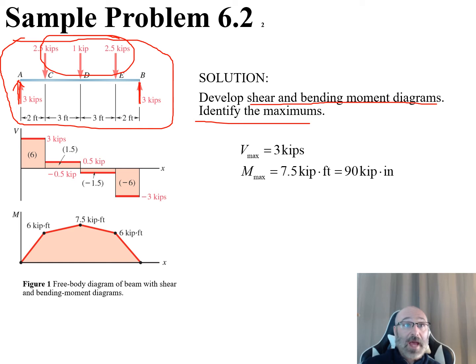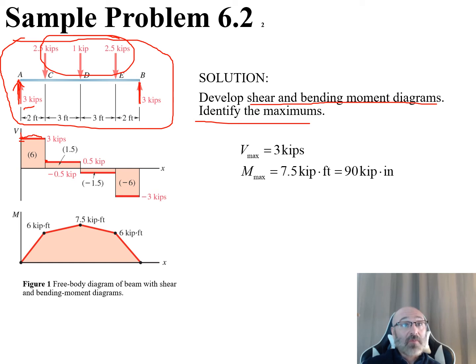So if we start here at A, our shear, going from right here to right here, we can look right from our free body diagram, drawing it directly underneath. There's our shear, 3 kips. So it goes all the way up here, a positive 3 kips, and then we hit this 2.5 and we go down. So 3 minus 2.5 brings us down to half a kip right there.